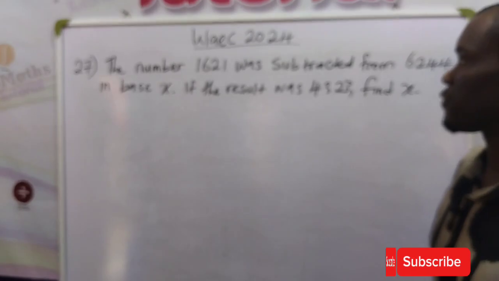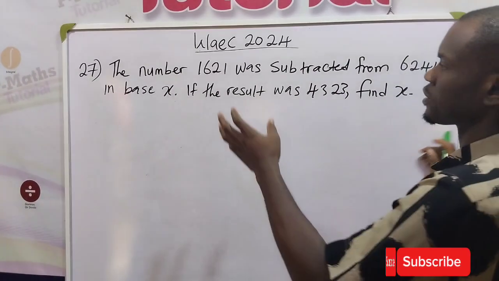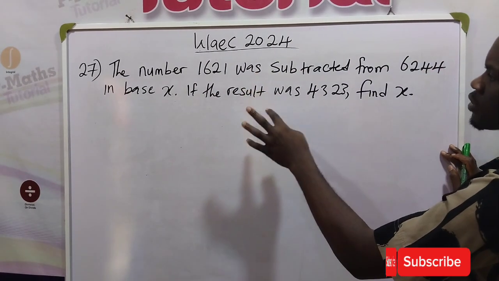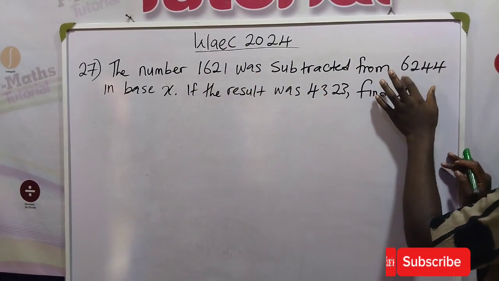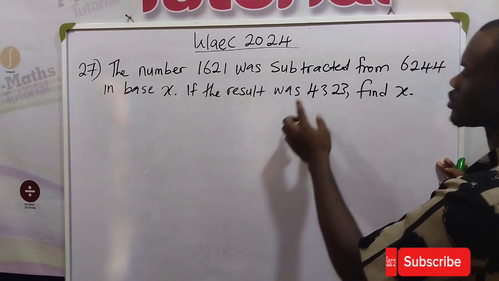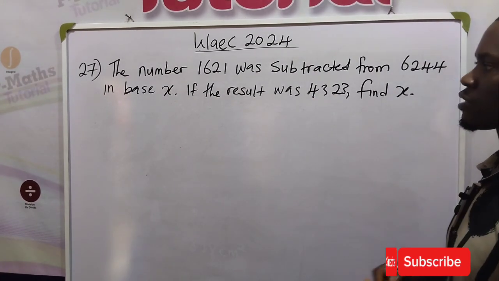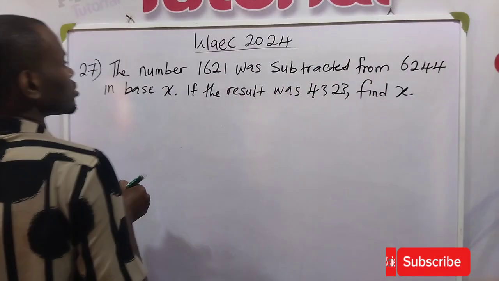Let's solve question 27 of 2024 WAEC Mathematics. The question says the number 1621 was subtracted from 6244 in base x. If the result was 4323, find the value of x. So this is a number-base question.